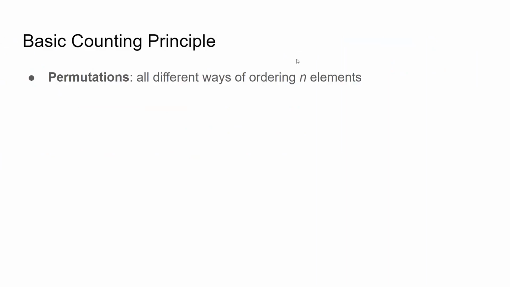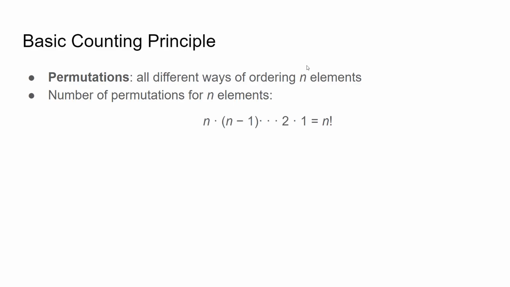Moving on to permutations, a concept closely related to the basic counting principle. Permutation represents all possible ways of arranging n elements. The formula for the number of permutations is n factorial, which is the product of all positive integers up to n. It's a powerful tool when order matters.